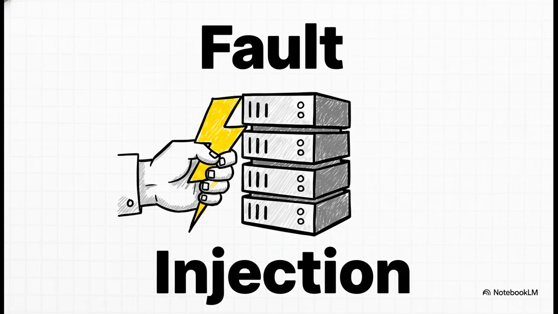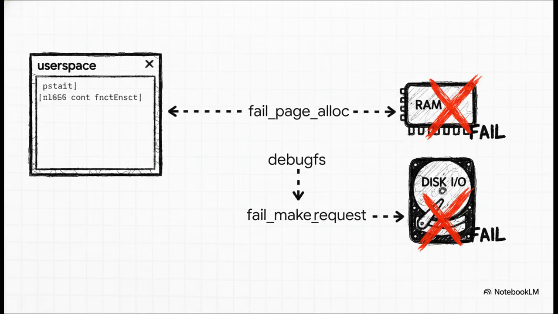All right, this next idea is one of my favorites. How do you test if your system can handle things going wrong? Well, you make things go wrong on purpose. It's a technique called fault injection, and it's an incredibly powerful way to build more resilient software. And you do it all from Userspace.